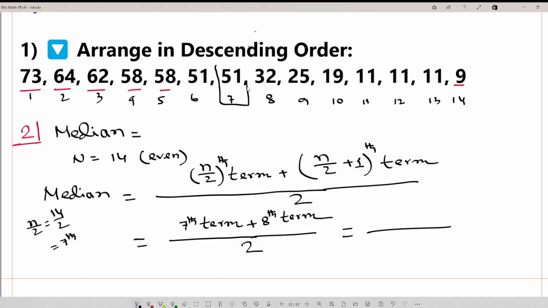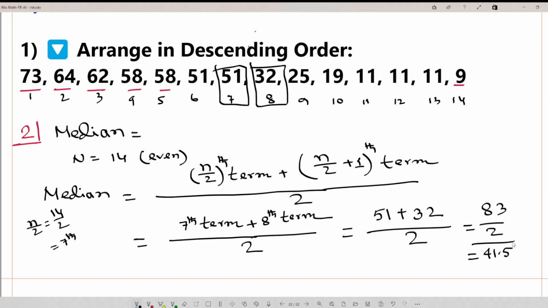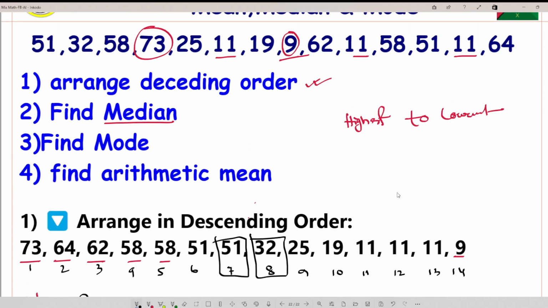Which one is the 7th term? The 7th term is 51, so we write 51 plus the 8th term, which is 32, divided by 2. Here 51 plus 32 is 83, divided by 2. So our median is 41.5, and this is our answer. So questions 1 and 2 are done.